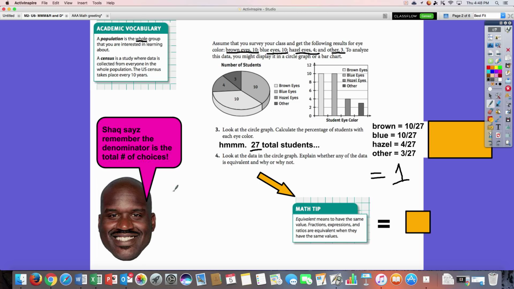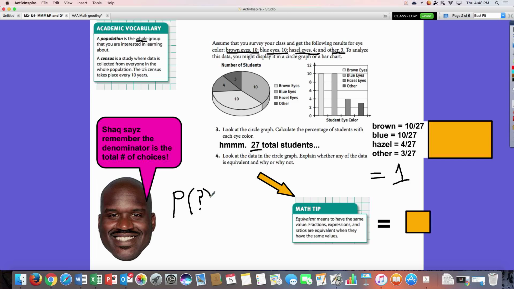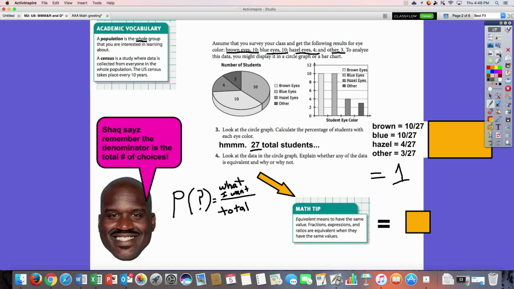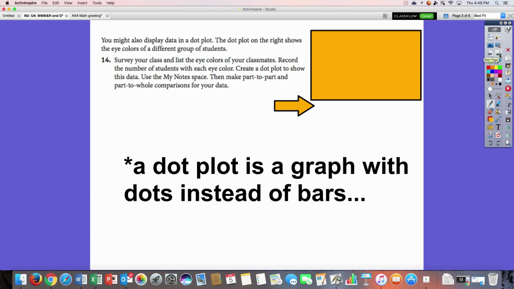Remember, I've said it a million times, the probability of anything is what I want on the top over the total choices on the bottom. Probability of anything, what I want over the total number of choices. I know you know that. Just reviewing it. Let's keep on rolling. All right, let's do a sample problem.